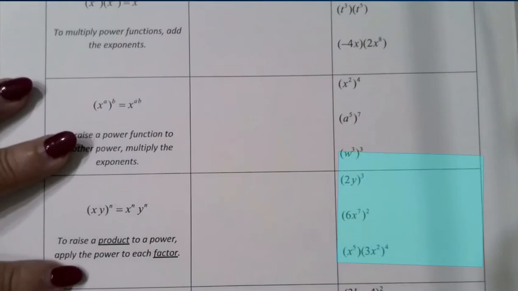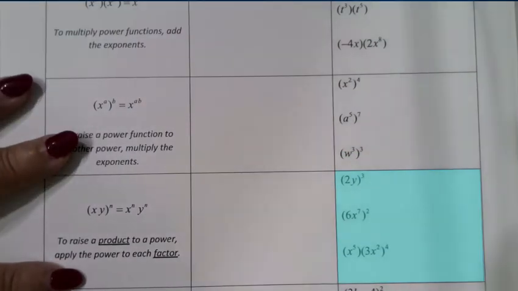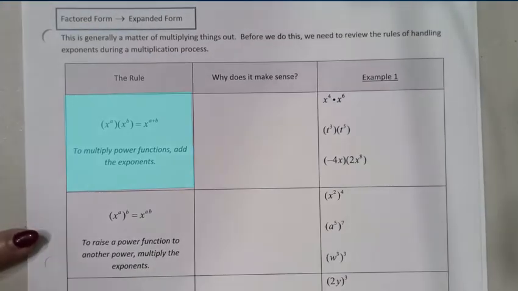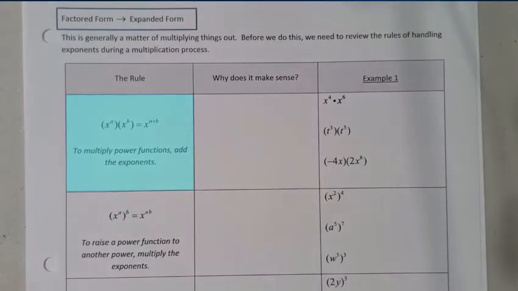We'll start by looking at being given a factored form. How can we get an expanded form? Right? Generally speaking, this is just a matter of multiplying out our polynomial. But in order to multiply out polynomials that have higher powers, it's probably a good idea if we just review the multiplication rules for handling exponents.